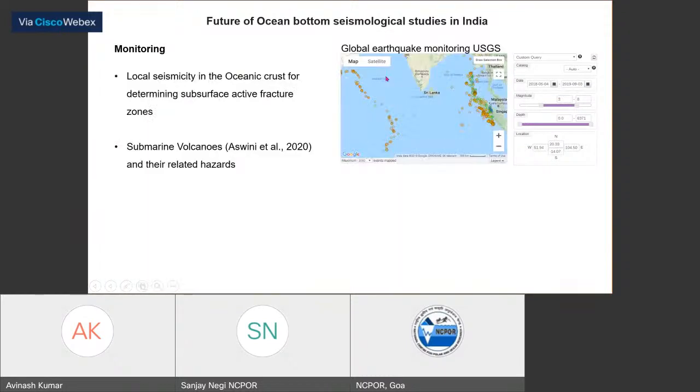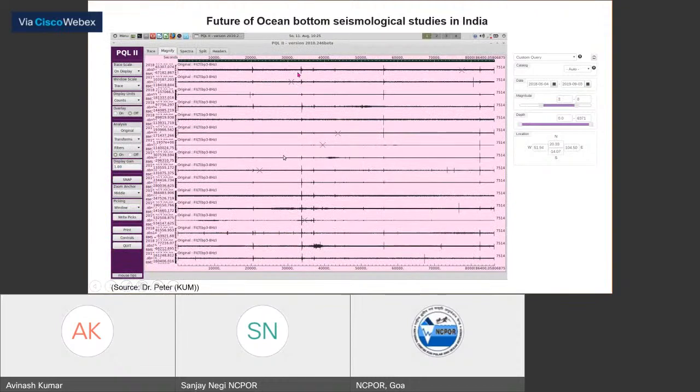In the previous diagram, there is no local activity shown in the region because these are the global stations which have contributed to the seismic investigations, whereas the local network shows a lot of earthquakes. So this local earthquake seismicity can also be monitored in future.